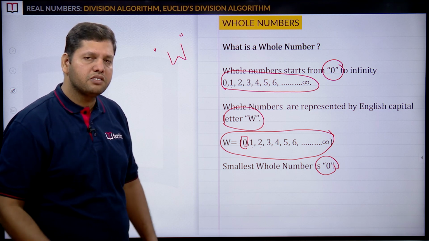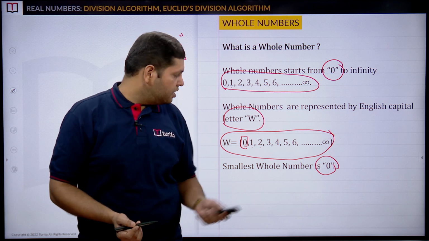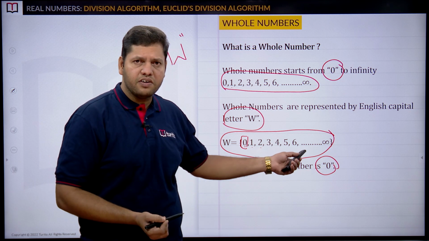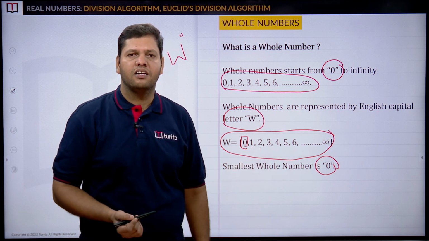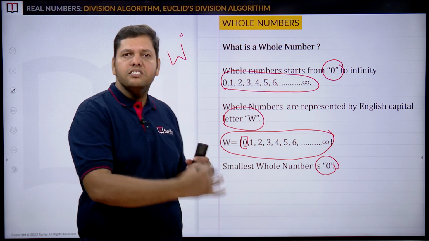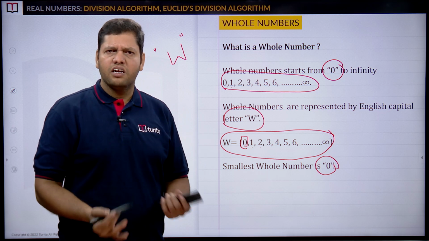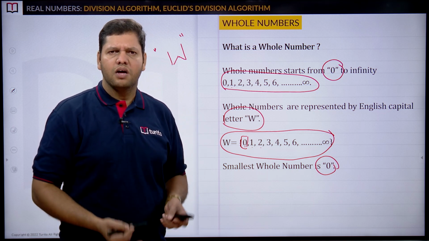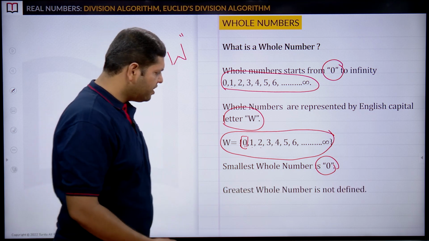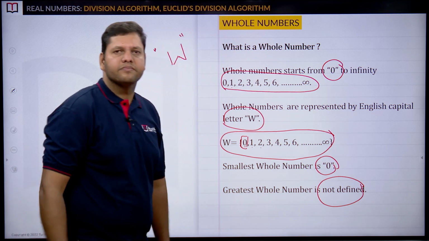Okay. Now, what is the greatest whole number? Can you define it for me, children? What would be the greatest whole number in the list of whole numbers? Is it 6 or 7? No, children. The greatest whole number also is not possible to define, because these numbers are uncountable. When the numbers are uncountable, we cannot define the greatest number, and we do not know where the numbers are going to end. So we cannot define the greatest whole number. Clear, children?